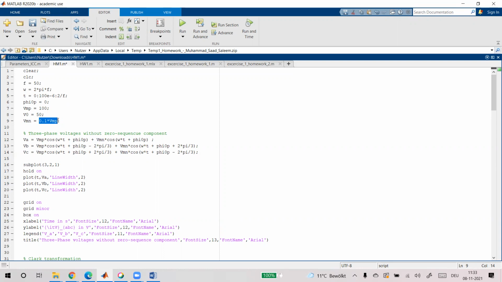So in the DQ frame, what do you expect? You expect DC or AC or both? Both. AC. You will get AC only? AC only? You have positive sequence also, right?